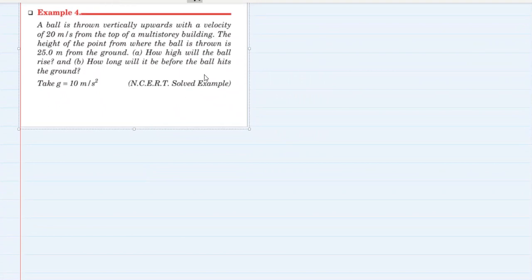A ball is thrown vertically upwards with a velocity of 20 meter per second from the top of a multi-story building. So the initial velocity of the ball is 20 meter per second. It is the same situation. It is thrown vertically upwards from a multi-story building. The height of the point from where the ball is thrown is 25 meter from the ground. So that is h, 25 meter. How high will the ball rise, and how long will it be before the ball hits the ground?